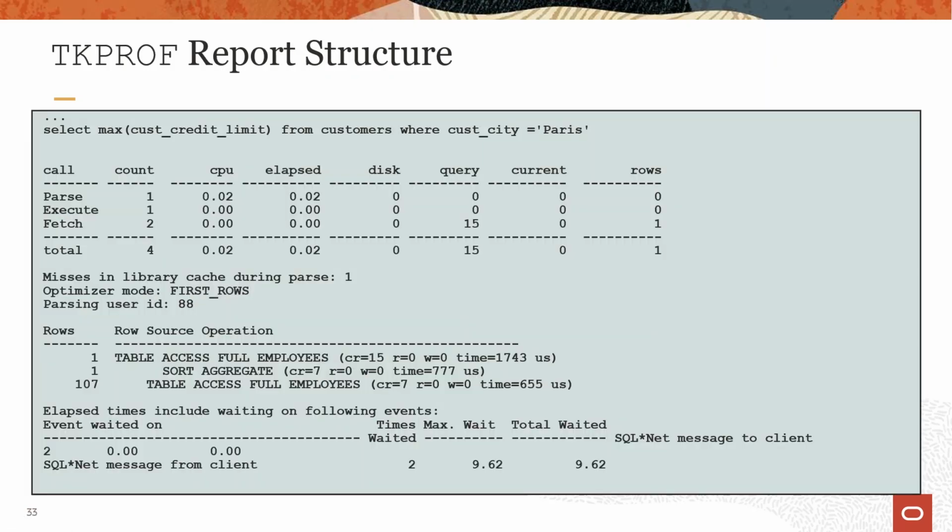Now, a tkprof report for an individual cursor includes the following structure. It contains the SQL statement, parse, execute, fetch statistics and timings. It will show library cache information, the execution plan itself, and the events waited for by that statement. This section contains the bulk of useful information for each statement.